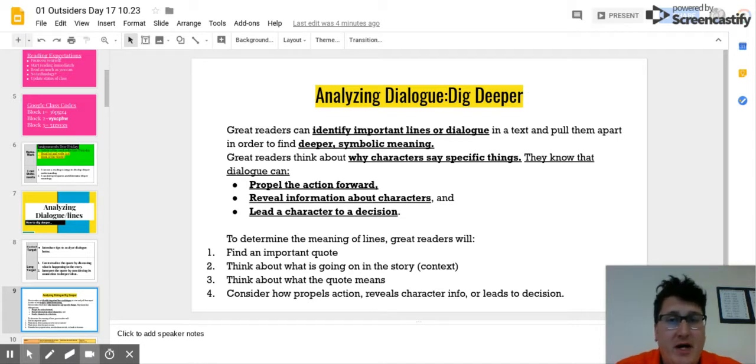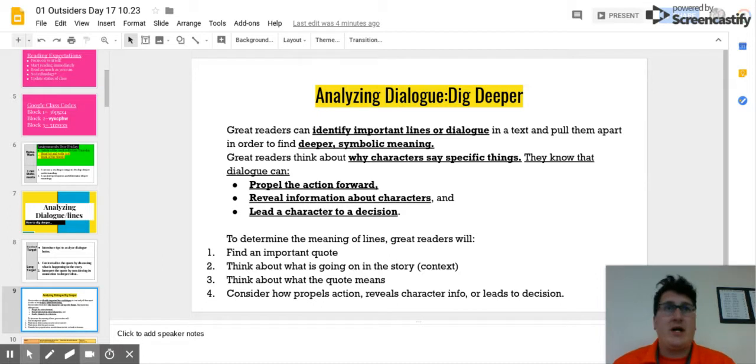Great readers can identify important lines or dialogue in a text and pull them apart in order to find a deeper symbolic meaning. That pulling apart is what's really important. Great readers think about not only what the characters say, but why the characters say specific things. They know that dialogue can propel the action forward, it can reveal information about the characters, and it can lead a character to a decision.